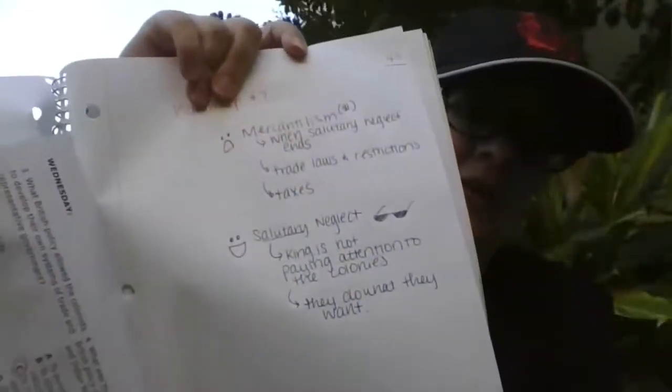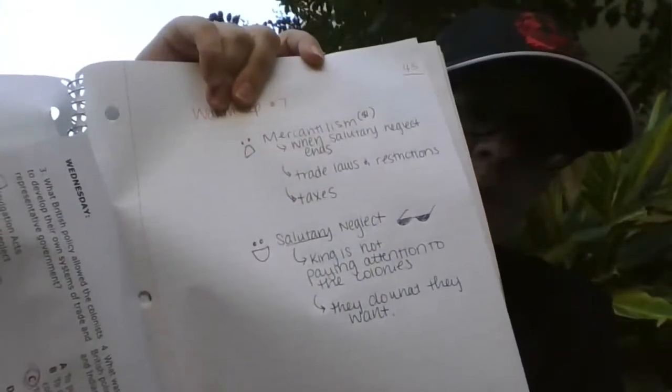I have, randomly on this page right here, just some notes on mercantilism and salutary neglect. A couple reminders. Those are pretty big, important ideas. The proclamation line makes the colonists mad because they don't get the land that they fought for. They fought for this land, they died for this land, and they can't go over there. So it makes them mad.